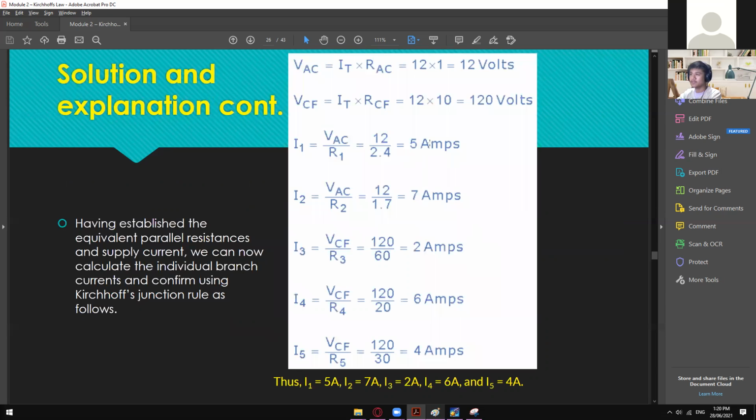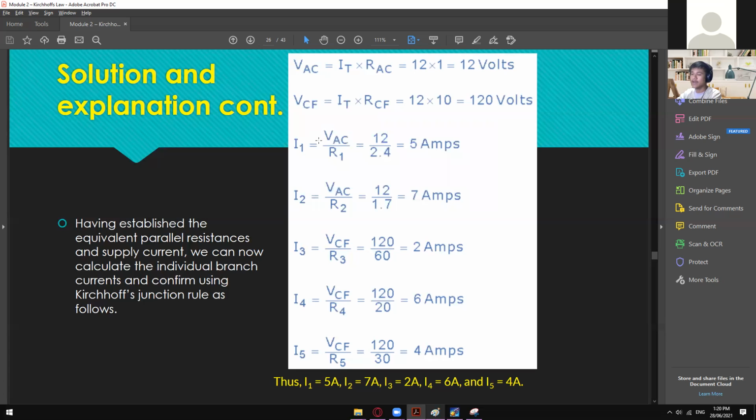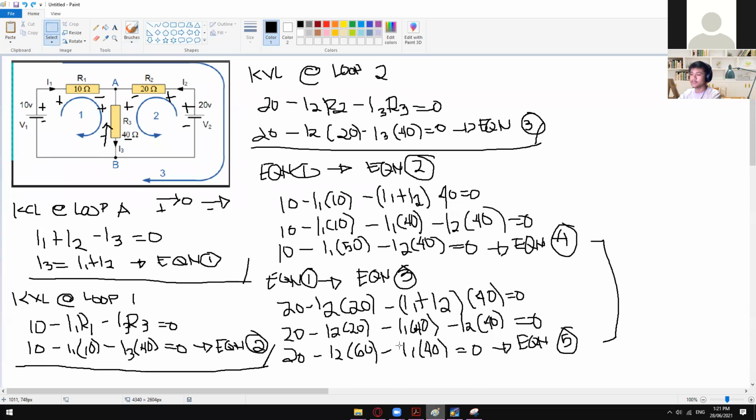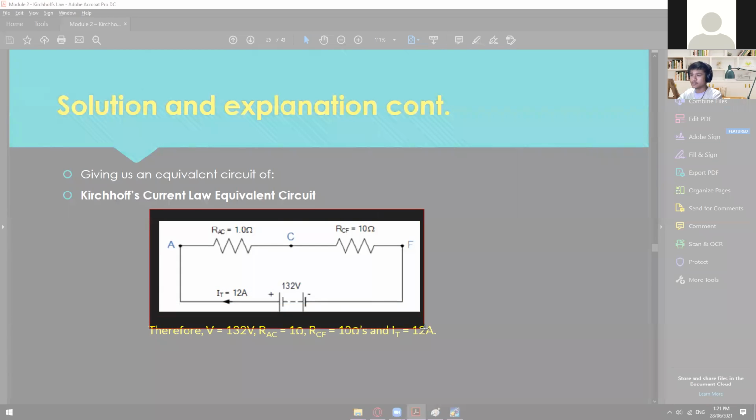So if you take a look at this one, I1 and I2 have the same numerator. That is the voltage flowing on I1 and I2. And for I3 up to I5, we also have a single value for voltage since they are in parallel. Now, how did we get those 12 right here and then 120 right here? This one came from this circuit right here. So remember how to get the individual voltage.